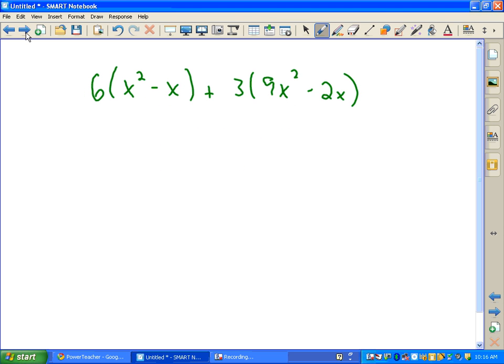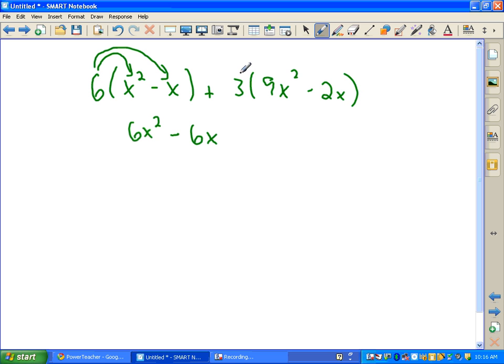One more here. On this one, we have to do something before we can add or subtract. We need to distribute. We know we're distributing because we have this number right outside of the parentheses. It's being multiplied by what's in here. So I'm going to multiply this by both of these. 6 times x squared is 6x squared. 6 times a negative x, negative 1x, is negative 6x.